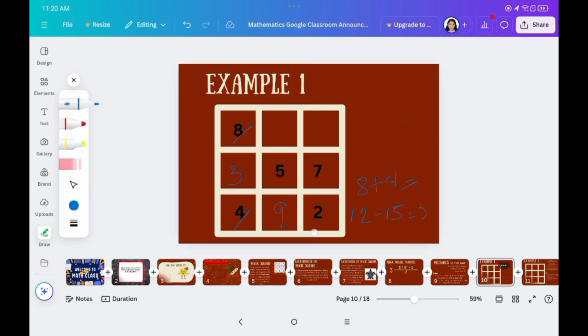Sunod naman natin itong 2 at 7. 7 plus 2 is equal 9. And then 9 minus 15 is equal 6. Lagay natin dito ang 6.